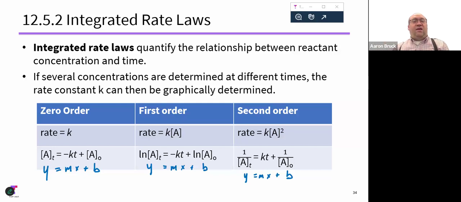But is our y going to be simply the concentration, like it is in zero order? Or is it going to be a manipulated function of that concentration? Well, for first order, it's a manipulated function. It's the natural log. For second order, it's a manipulated function. It's the reciprocal.